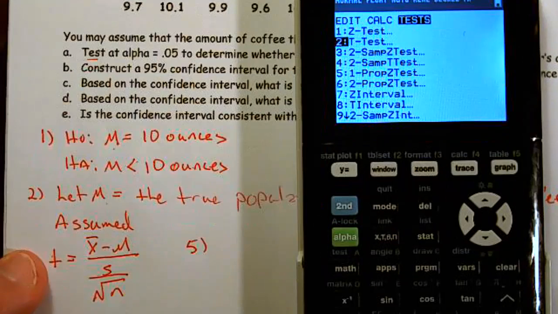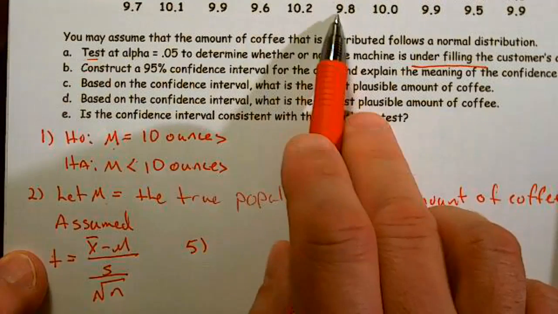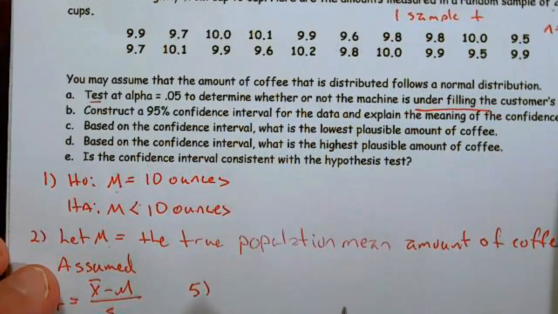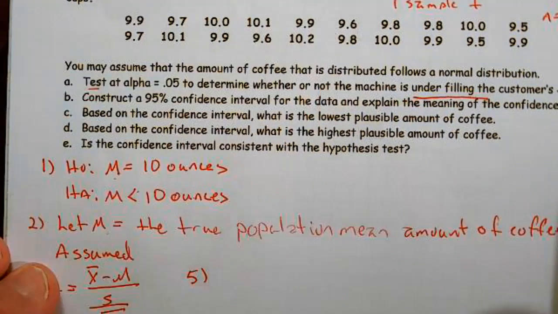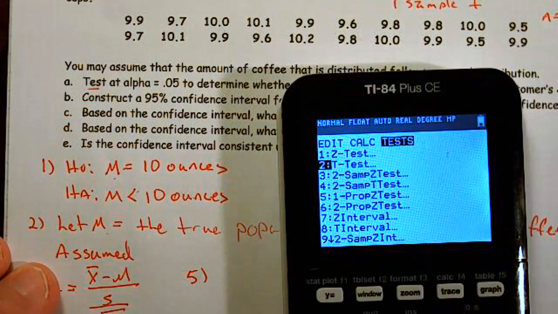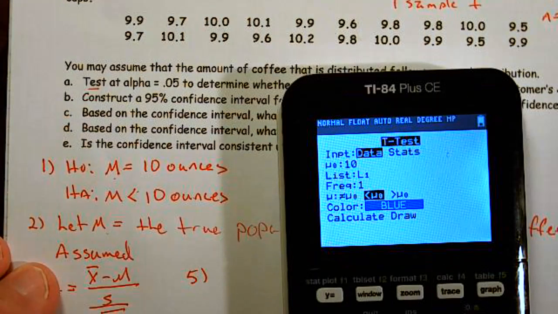All right. And what makes this the t-test is I'm having to use the standard deviation from the sample. They didn't tell me the standard deviation of the population. I'm having to calculate it from this. So stats test, t-test. I'm using data.